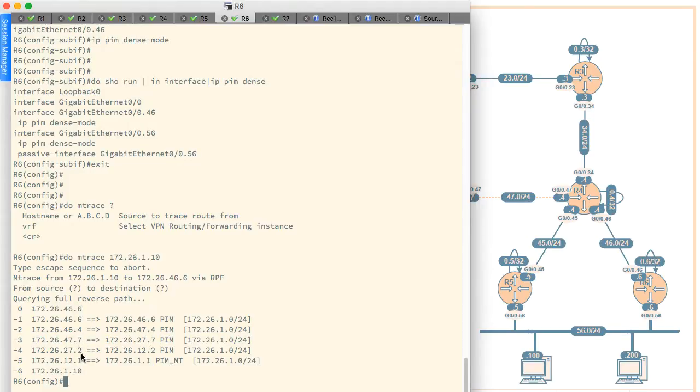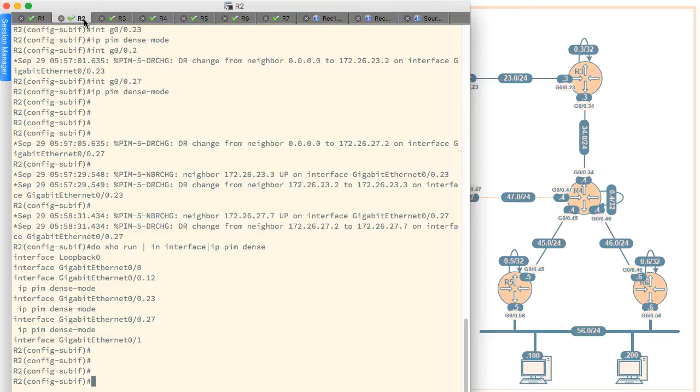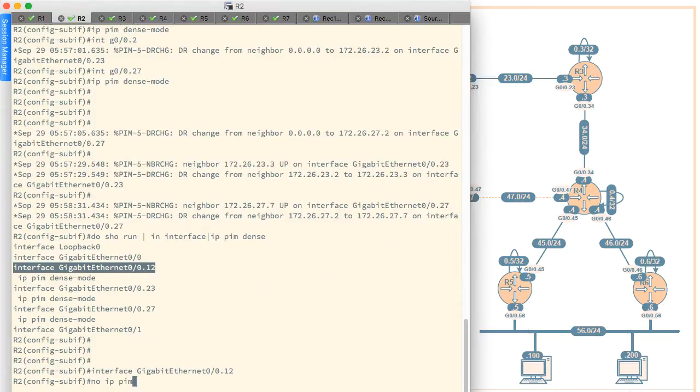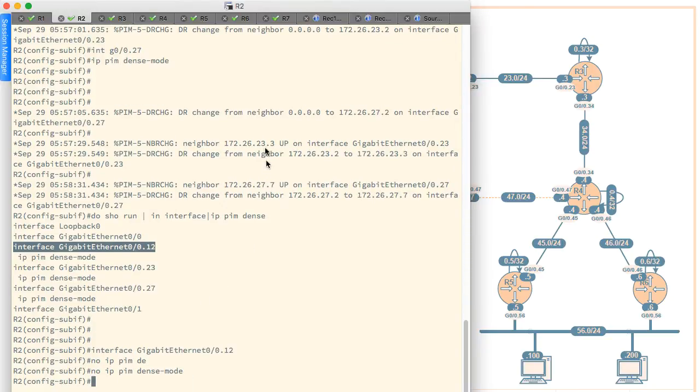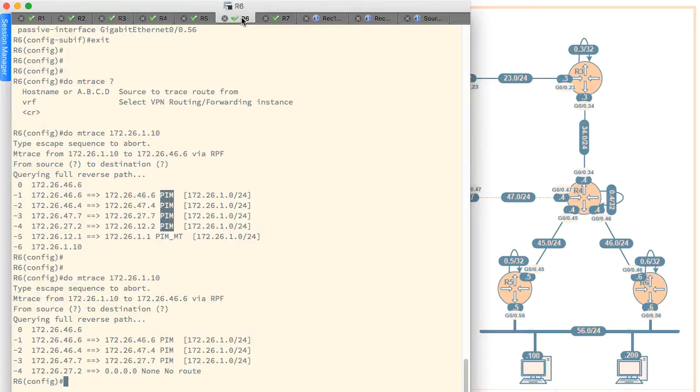Router 7 goes to router 2, router 2 goes to router 1, and router 1 is directly connected to the source. But as long as you see PIM on all of these interfaces, you're golden. There's really no problem there. So for example, if I was to go to R2, and the link that's connecting to R1, which is G0/0/12, and I say no IP PIM Dense-Mode, now if I run that trace again, it should actually show me some problems.